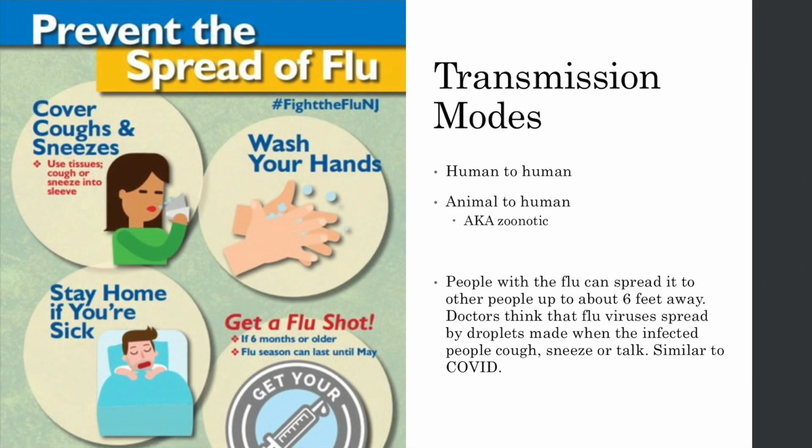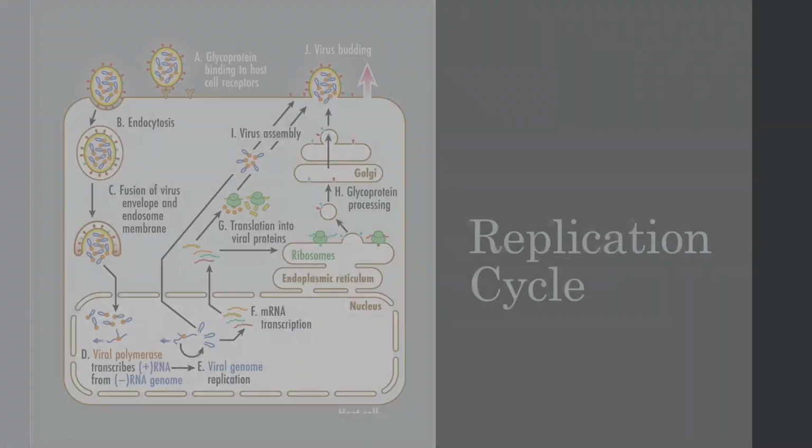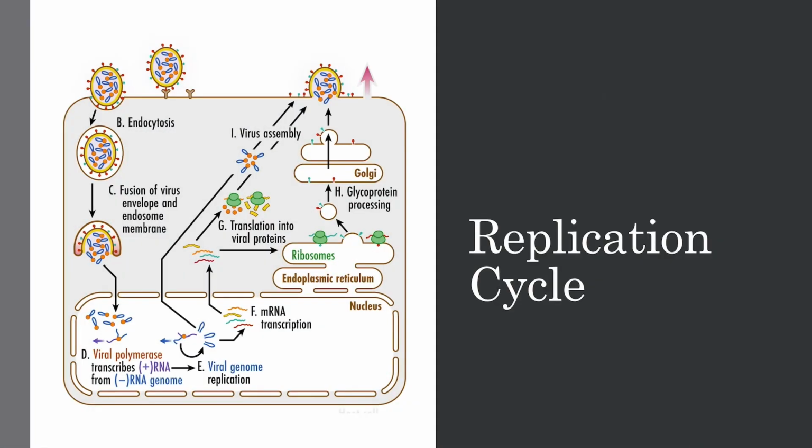Transmission modes: human to human, animal to human, aka zoonotic. People with the flu can spread it to other people up to about 6 feet away. Doctors think that the flu virus is spread by droplets made when the infected people cough, sneeze, or talk, similar to COVID.